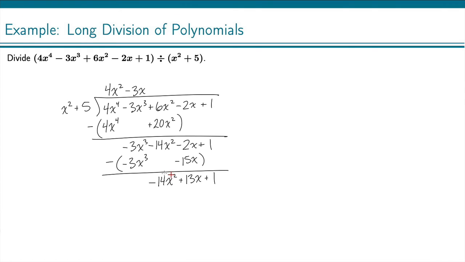I take negative 14x squared and I divide it by x squared, and that gives me negative 14. Then I multiply this negative 14 by my divisor. So negative 14 times x squared is negative 14x squared. And then negative 14 times 5 is negative 70. I'm going to line that up underneath my constant, negative 70. And I subtract. And these first terms cancel. 13x minus nothing is 13x. And then 1 minus a negative 70 is plus 71.